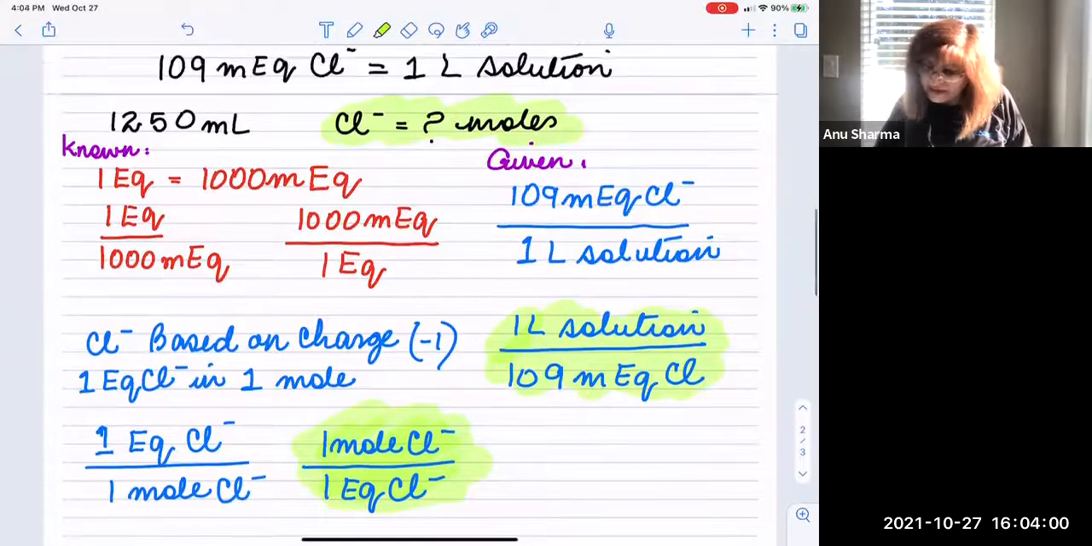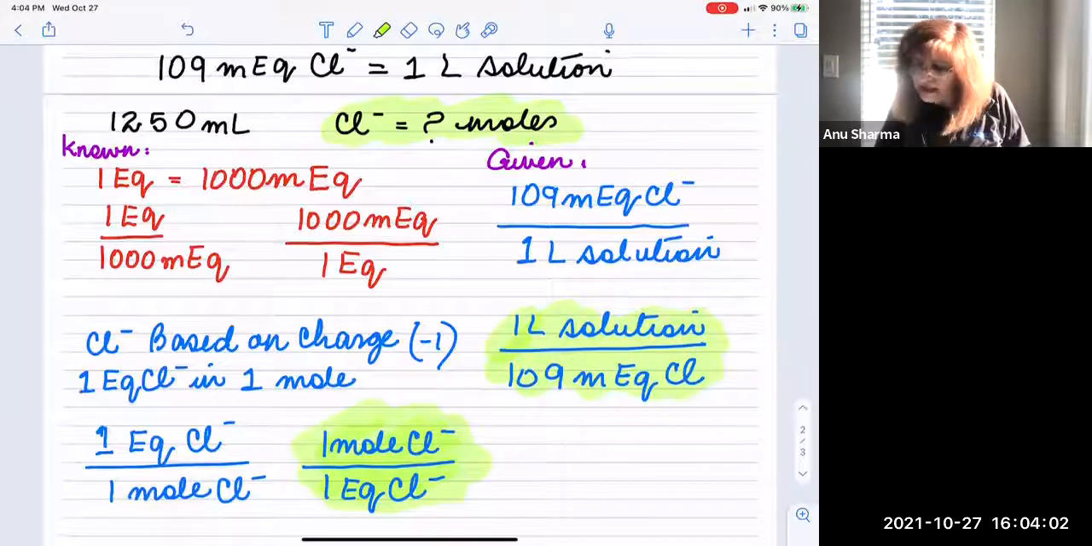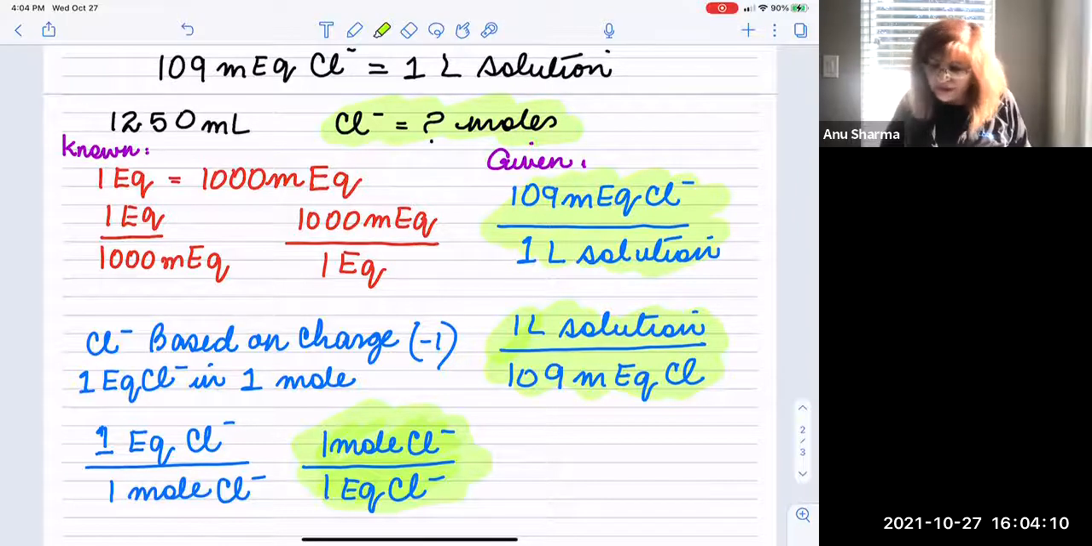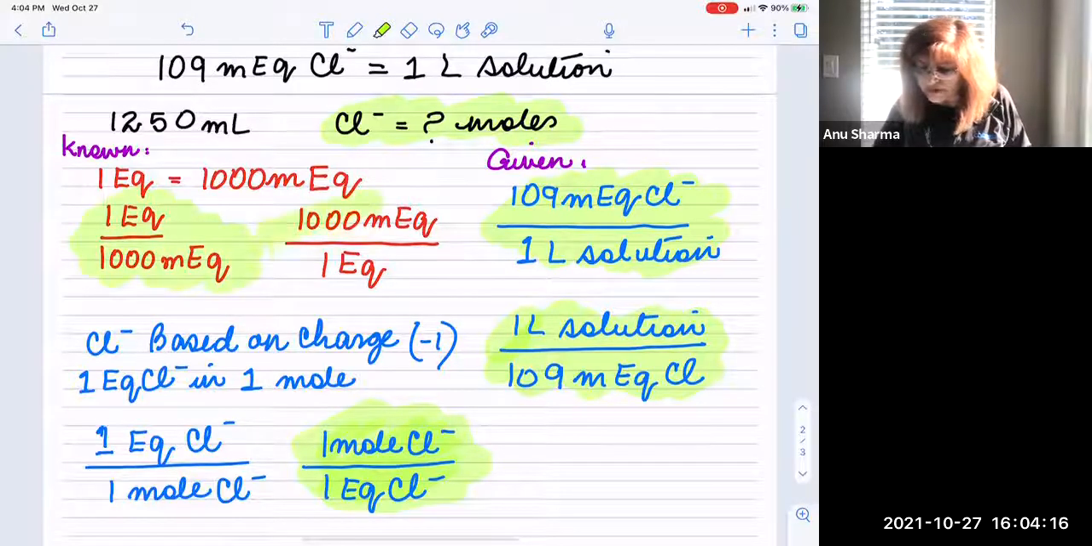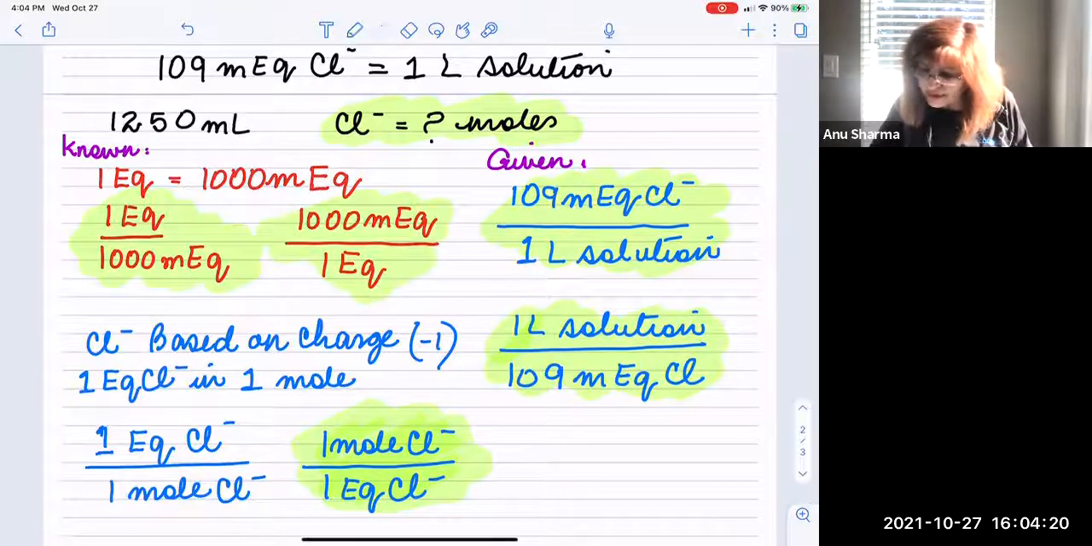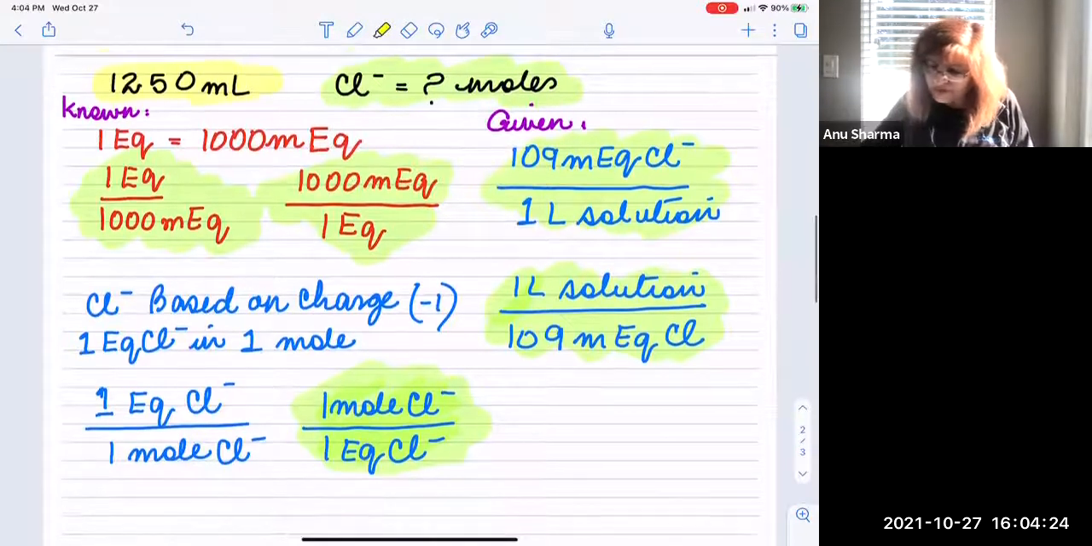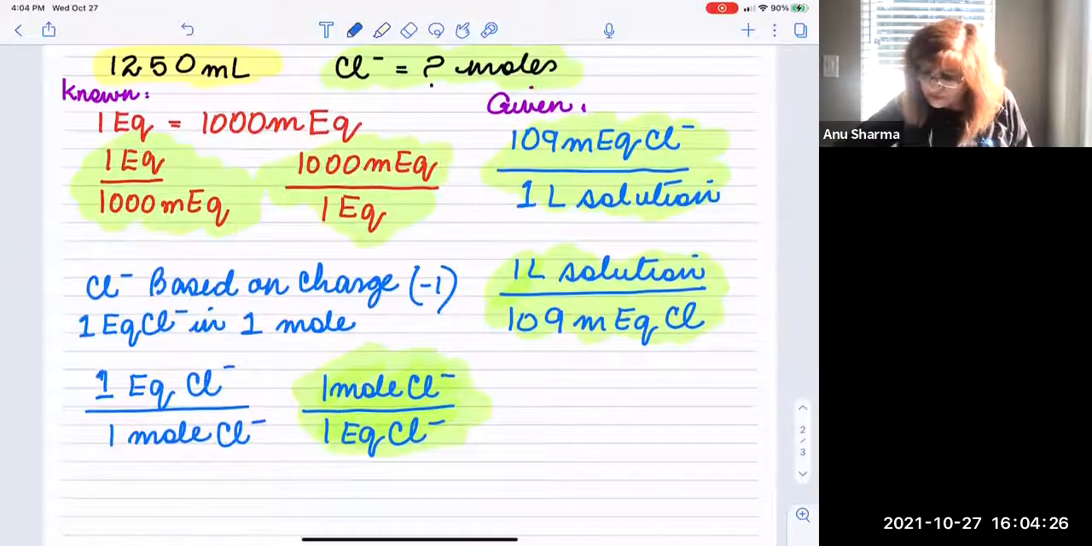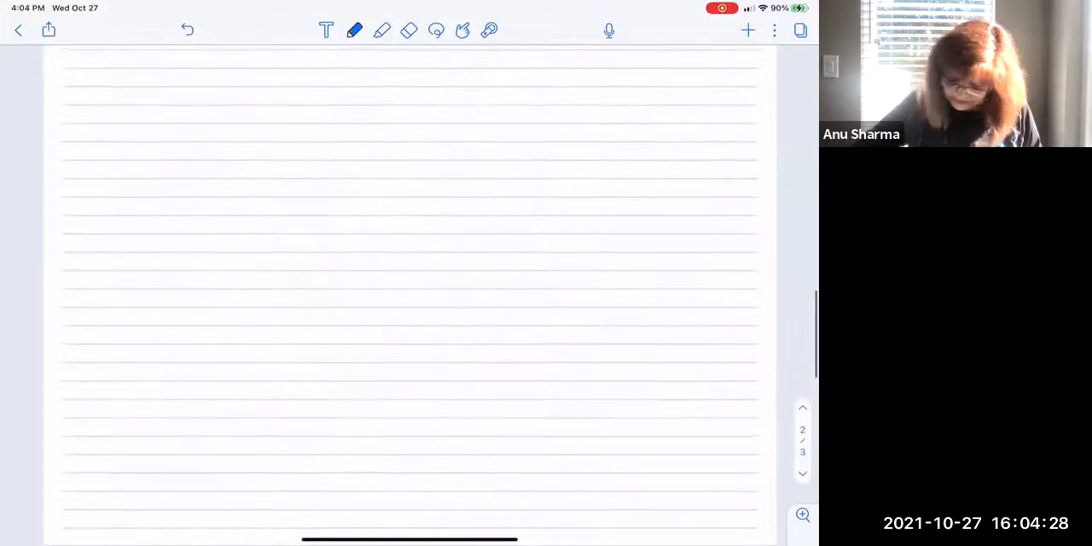But this equivalent needs to be converted to milliequivalents, because that's what is given to you. You are given 109 milliequivalent present in 1 liter of solution. So you need to convert the milliequivalent to equivalent, and you will use one of these conversion factors. And then this is the one that you need to find for, in 1250 milliliters of the solution. Okay, so let's do this.